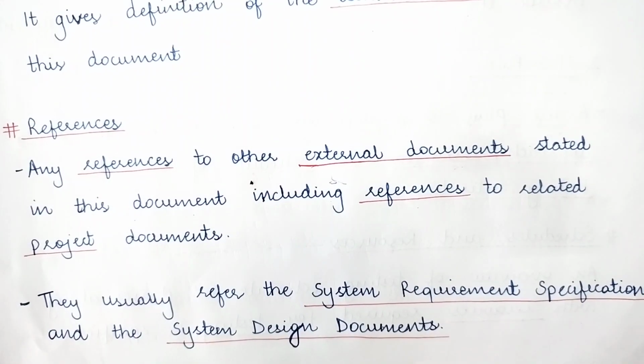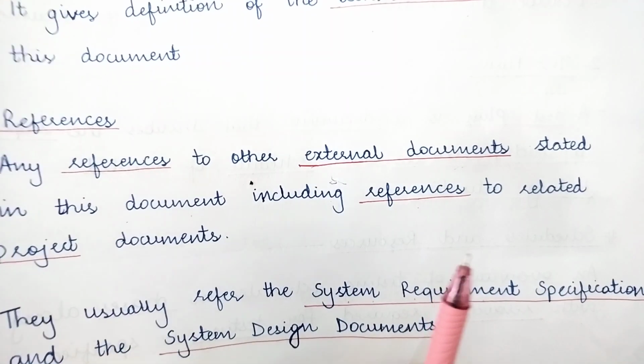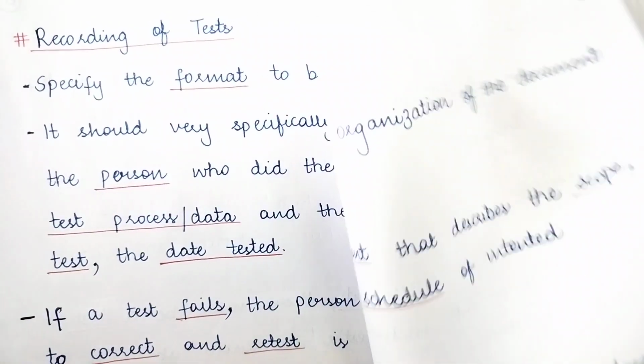So basically the test design document is for testing the system. So for testing the system you will need to refer to the system requirement specification document and the system design specification document. So basically when I say that the references to any external documents are provided here, those external documents are basically the system requirement specification document and the system design specification document.